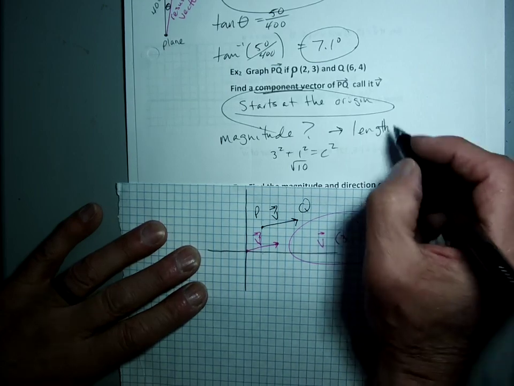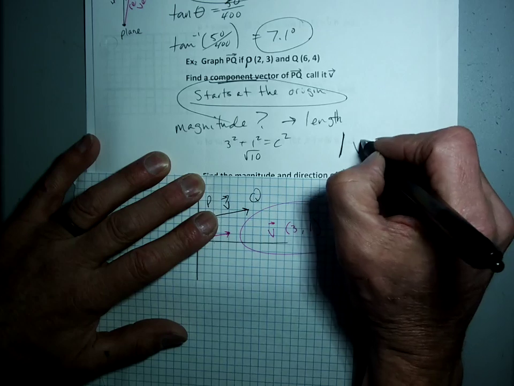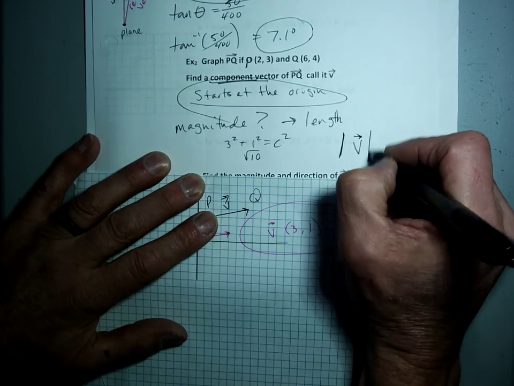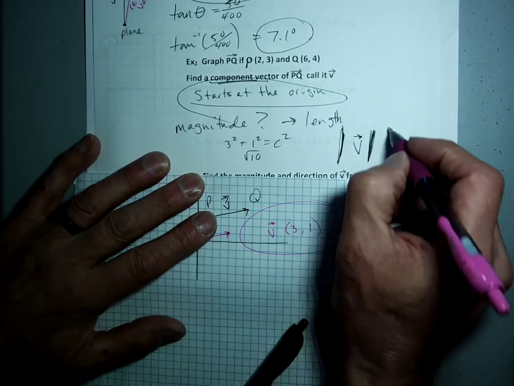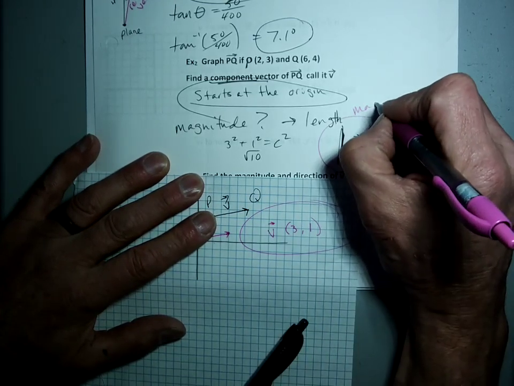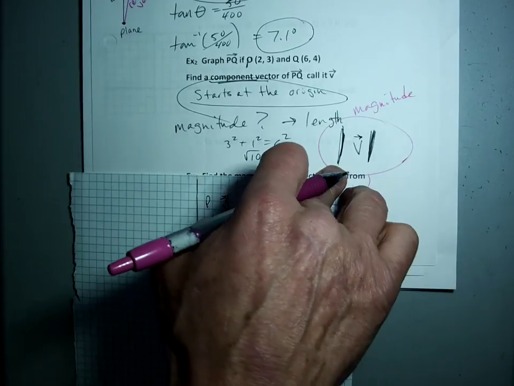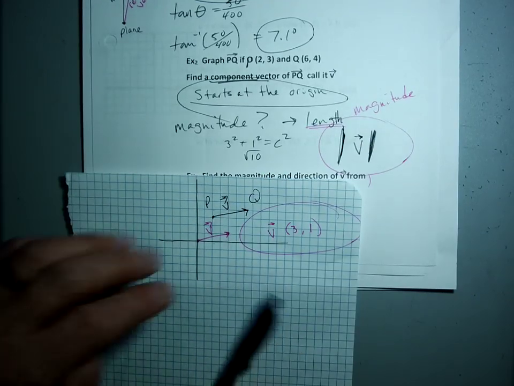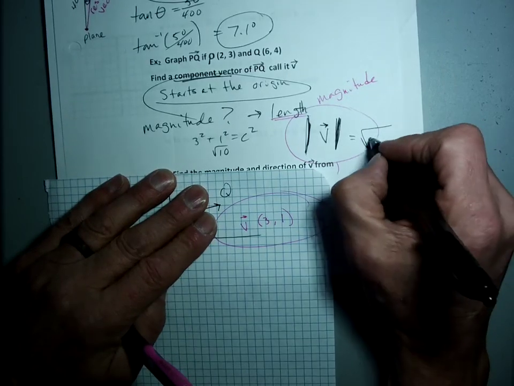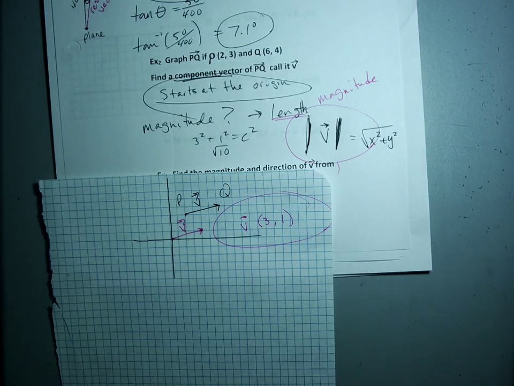Now you'll see this symbol in most books. Absolute value, right? This means magnitude. So when you see the absolute value, it means magnitude. What does magnitude mean? It means length. And how do you find the length? The magnitude is simply going to be the square root of x squared plus y squared. That's all it is. So when you see the word magnitude, it means length or force, right?